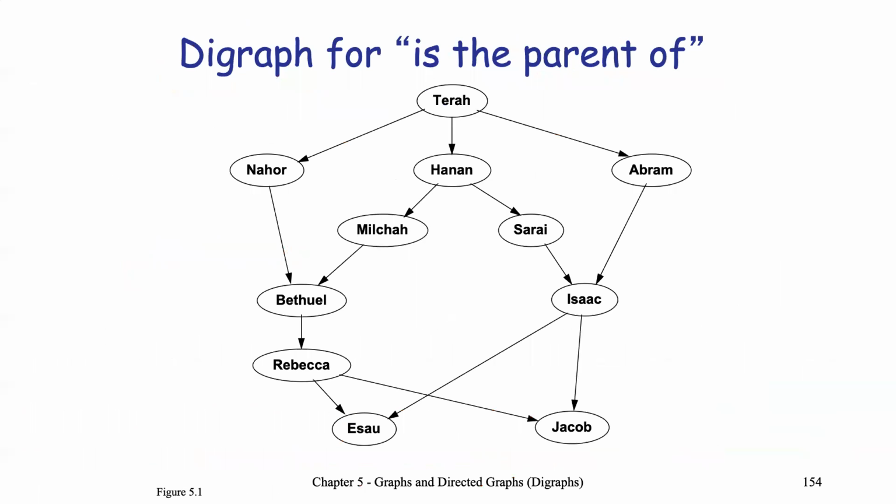Here is an example of a digraph for "is the parent of," and you can think back to the patriarchs in the Bible. So think of Abraham, Isaac, and Jacob, and we have the father of Abraham being Terah. And so here we're seeing the male line on the right, and we see the female, the wife relationship over here on the left.